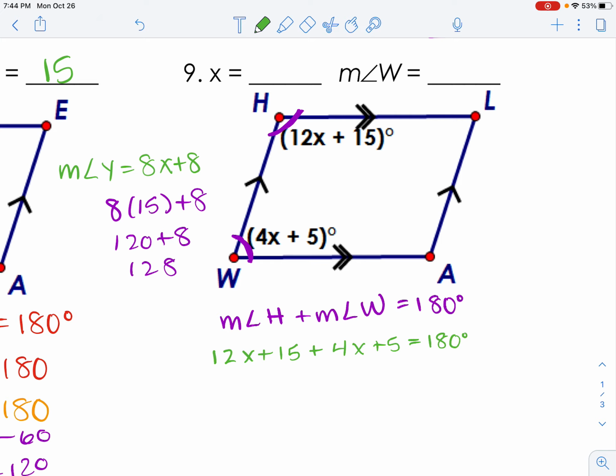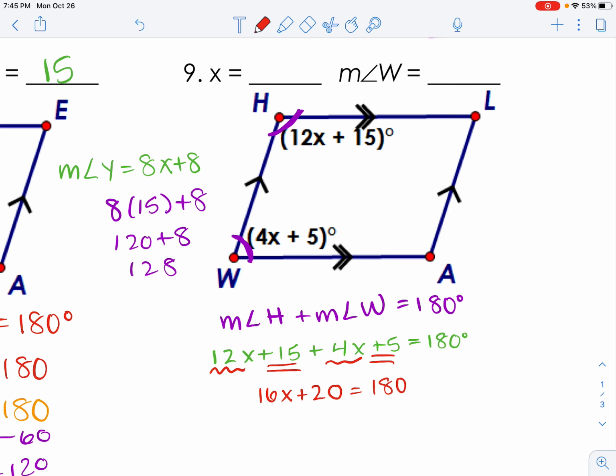Now I want to combine like terms. Notice I have two x terms, a 12x and a 4x. To combine those, I'm just going to add 12 plus 4, and I get 16x. The next like terms we have are the numbers. I have a positive 15 and a positive 5. When I add those together, I get positive 20. And that's equal to 180 still.